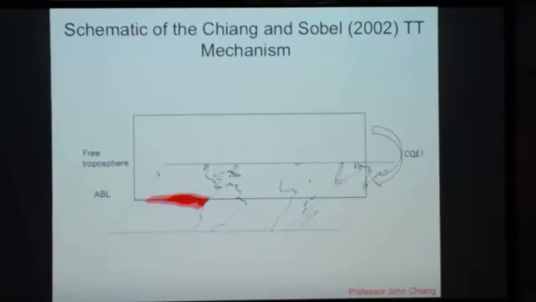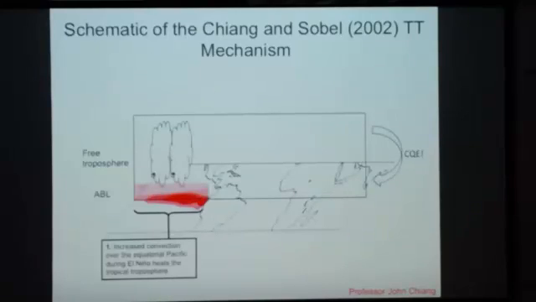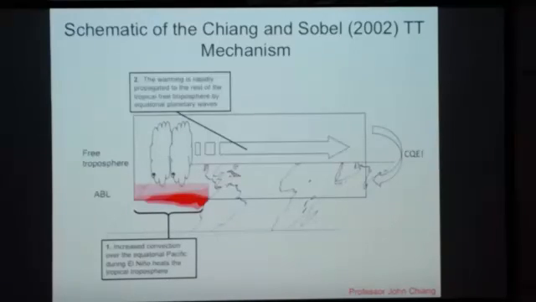So this is a schematic to illustrate how the mechanism proposed in the 2002 paper, what has become known as the TT, or tropospheric temperature mechanism, is pictured to work. You start with the warm sea surface temperature boundary condition in the Pacific. That is associated with anomalous convection in the atmosphere above. That anomalous convection would locally heat the troposphere around it.